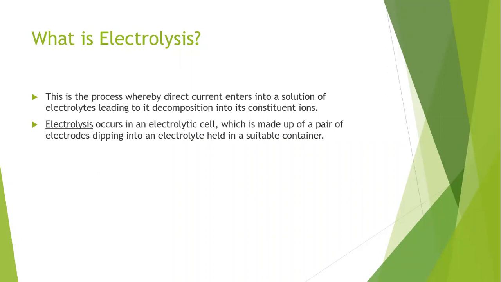This is a process whereby direct current enters into a solution of electrolyte, leading to its decomposition into constituent ions. That is what electrolysis is. What do we mean by that? When you have a solution and you pass direct current into that solution, note the type of current that is passed into the solution is direct current. When you pass a direct current into such a solution, and such solution splits and decomposes into its constituent ions, this process or phenomenon is called electrolysis.